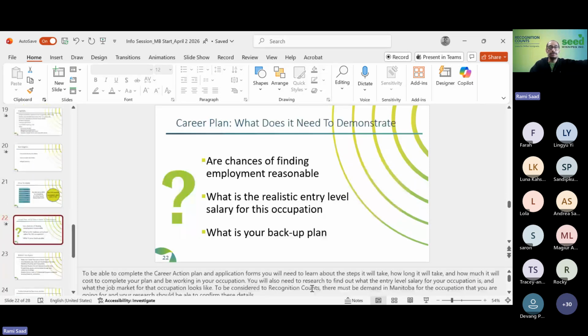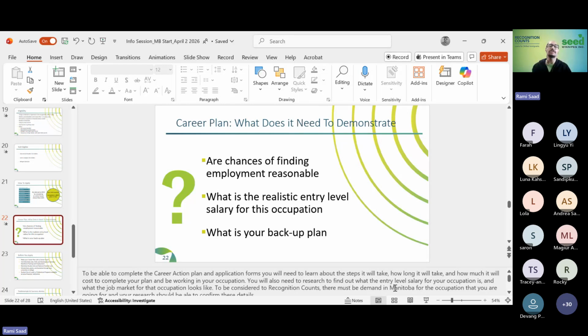Okay, so the career plan needs to demonstrate these 3 things: that your chances of finding employment are reasonable, and that is why we said you can check in-demand jobs to make sure that your job is in demand. A second thing they ask in your career plan is, what is the realistic entry level salary for this occupation?